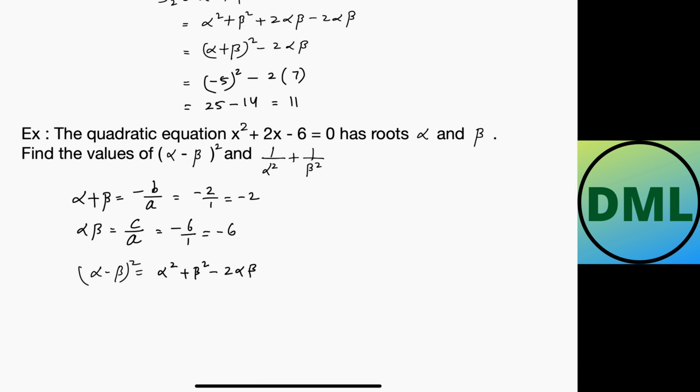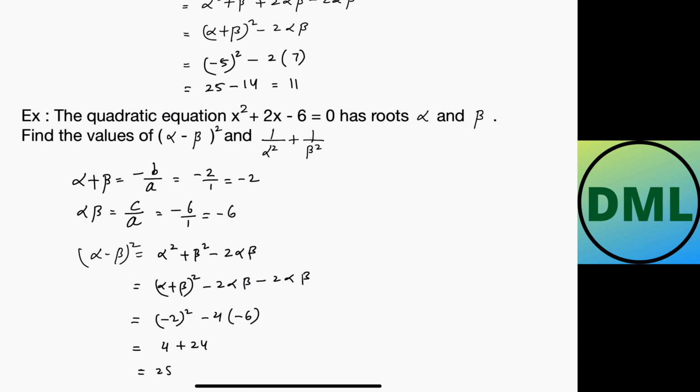Alpha square plus beta square, as we have discussed earlier, will be written as alpha plus beta the whole square minus 2 alpha beta, and that minus 2 alpha beta will be the same for this one. Alpha plus beta the whole square, the value for alpha plus beta is minus 2 the whole square, minus 4 alpha beta. Alpha beta is minus 6. Let's square it. That will be equal to 4 minus minus plus 6 4s are 24, and my answer will be equal to 28 for alpha minus beta the whole square.